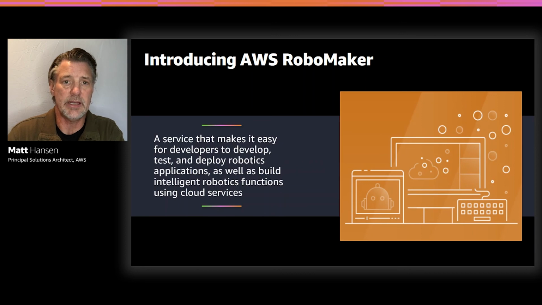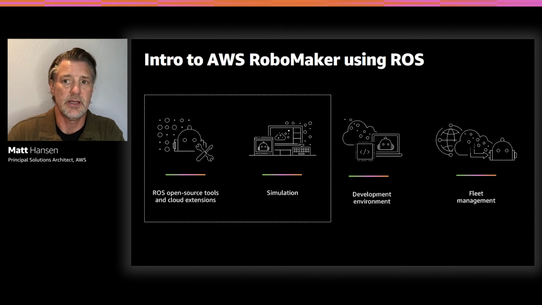Robomaker has 4 main areas of capability. It has open source tools based on ROS and cloud extensions for ROS. It has simulation. It has a development environment in the cloud and fleet management for deploying and updating software to your robots in the field. Today, we're primarily focusing on ROS and simulation in the cloud using Robomaker.